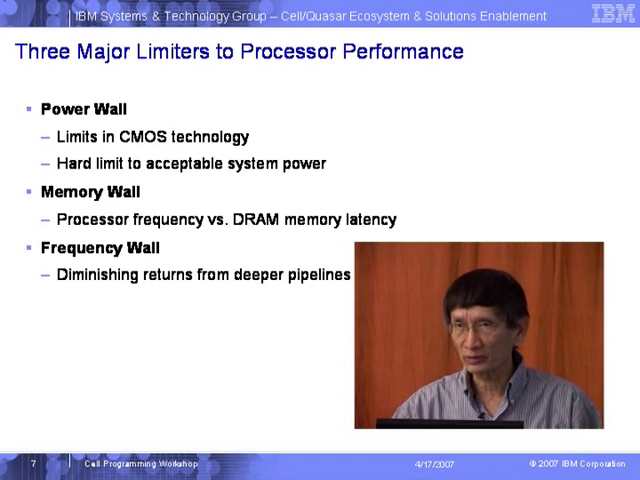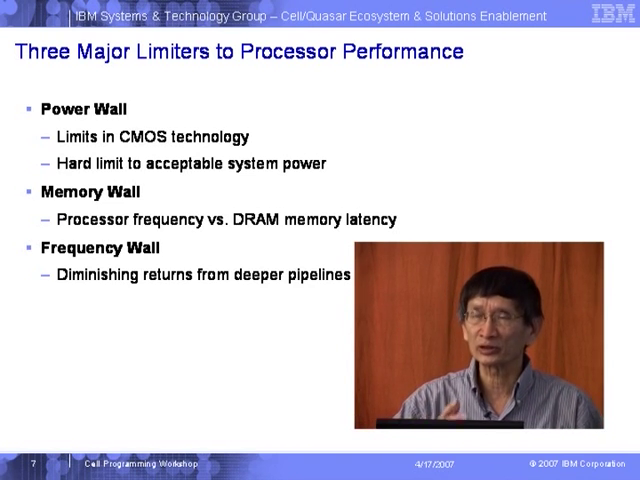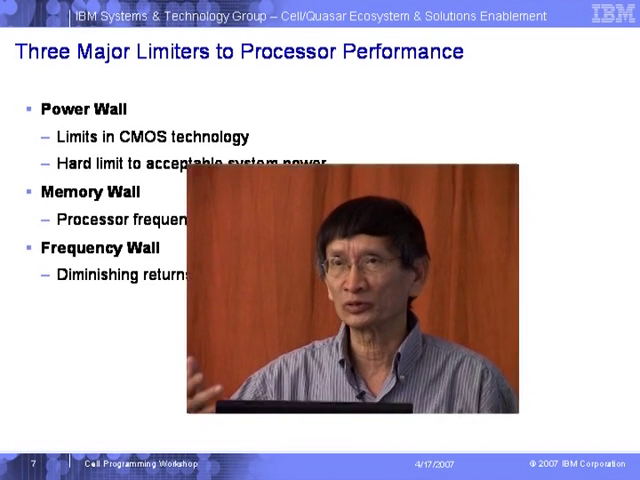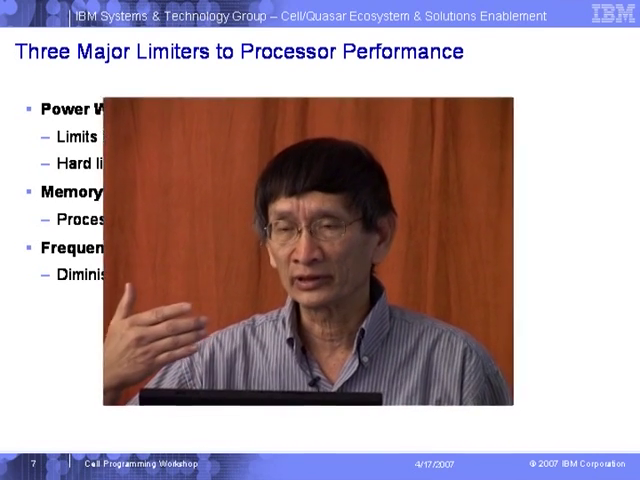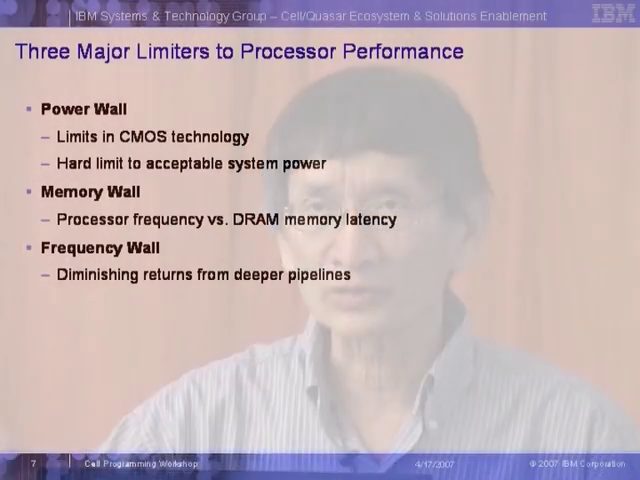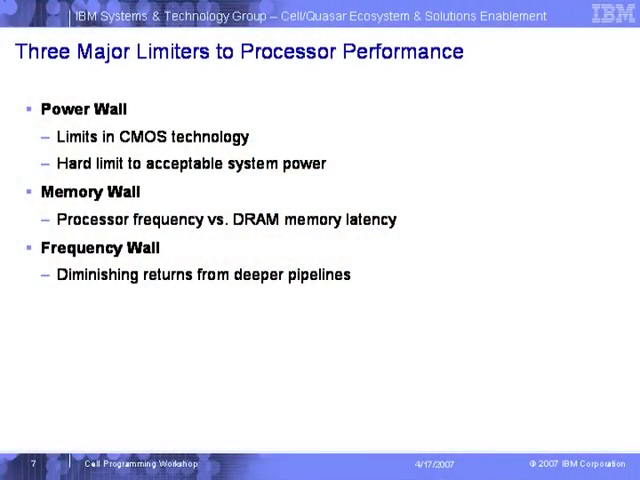But if something happens and the data is not there, we have to fetch the data, flush a cache, and do some extra work so that we can bring the data in. That causes great latency. On the Power5, we look at 75 cycles, 150 cycles if we have a branch miss. So we look at the power, we look at the memory, and we look at the frequency.